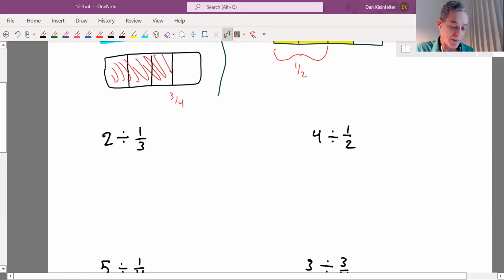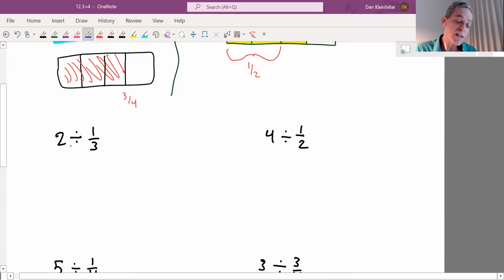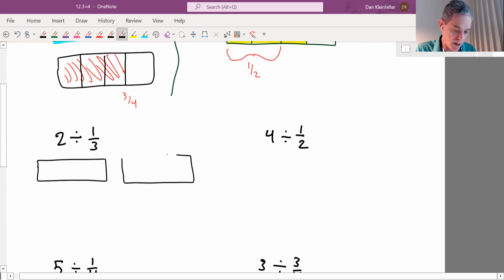The next 2 will be simpler. All right, so now we want to see here in 2 how many 1/3 there are in 2. So let me draw 2 whole units, 2 whole candy bars or pizzas or whatever, and we want to know how many 1/3 there are. Okay, so if I take 2 and put them each into thirds, there are going to be 6 of those thirds. There are 6 1/3 in 2.